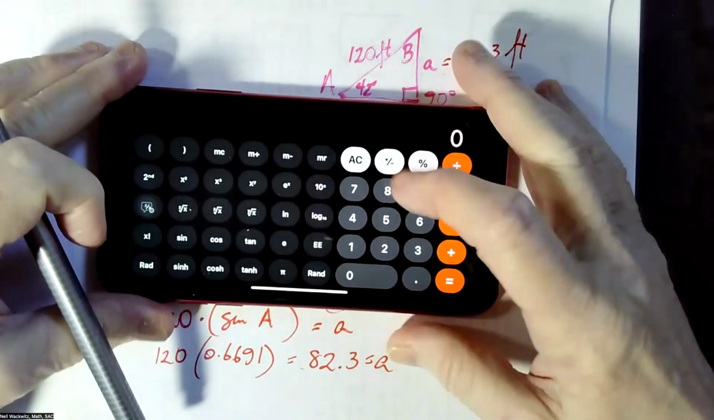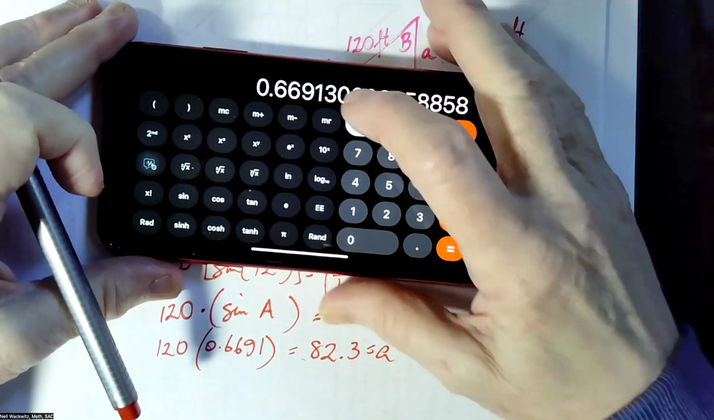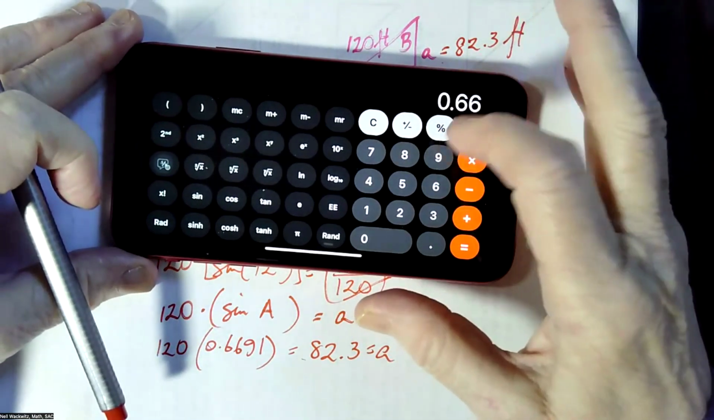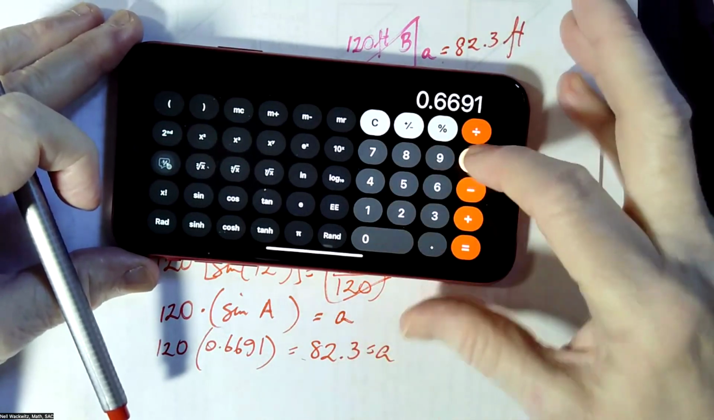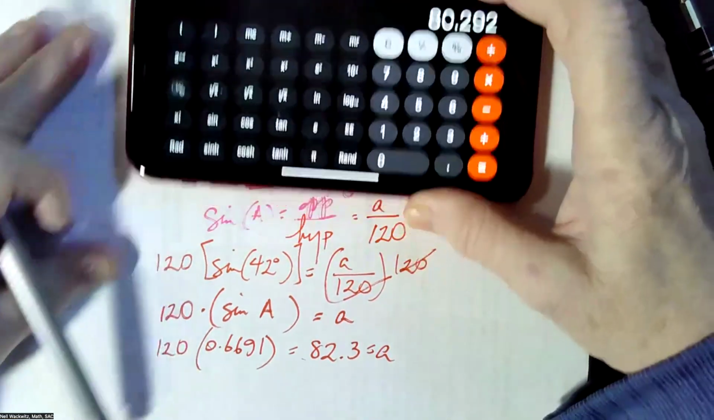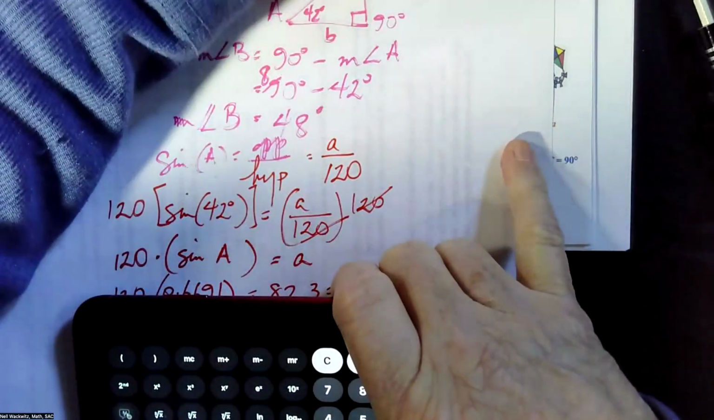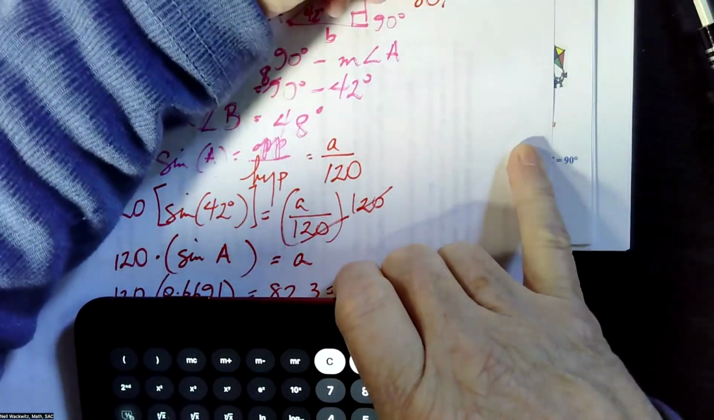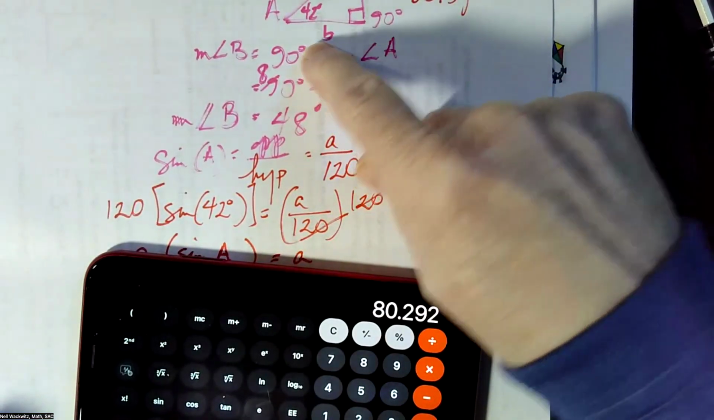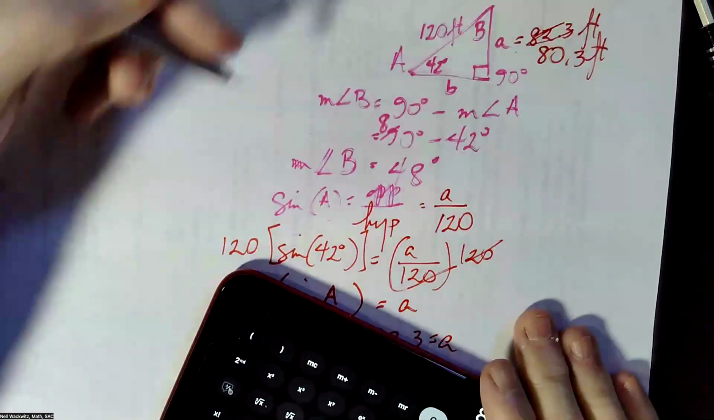So we've got 42, sine. Oh, I want to cut it off. So 0.6691 times 120 is 80.3. Thank you. 80.3 feet.